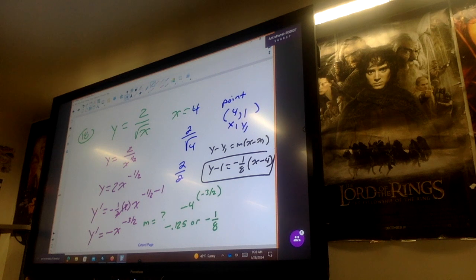Alright, there's another rule I want to introduce to you, but I have to look it up because it's been a year since I taught it. I apologize. So we got the product rule.